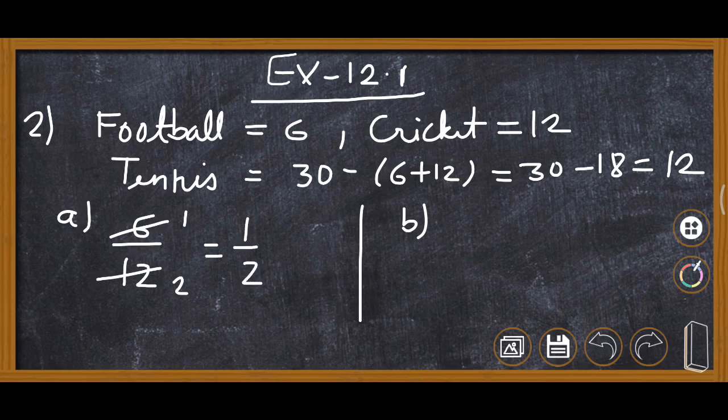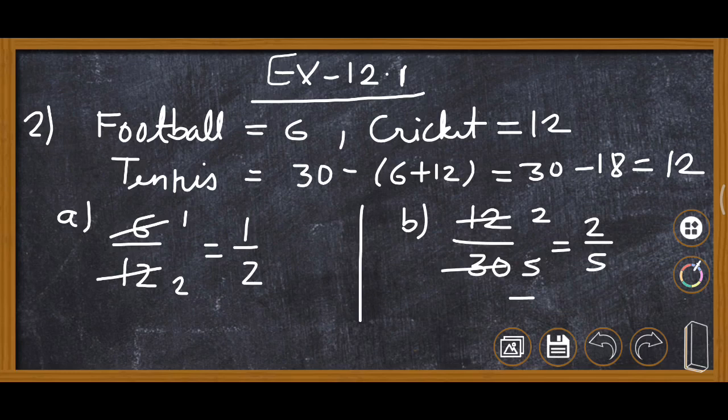And B part, number of students liking cricket to total number of students. The number of students liking cricket is 12 and total students 30. So 12 upon 30 we will write, 6 2s are 12 and 6 5s are 30. So it is 2 upon 5. So here we will write in ratio 2:5. This is 2:5 and this is 1:2. So in this way you are required to solve it.